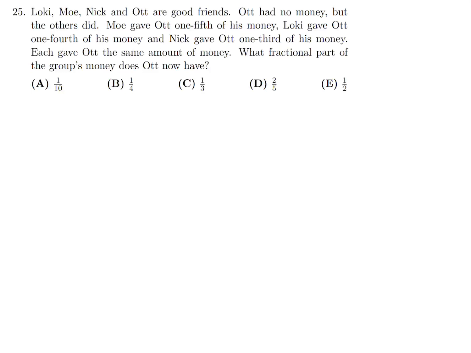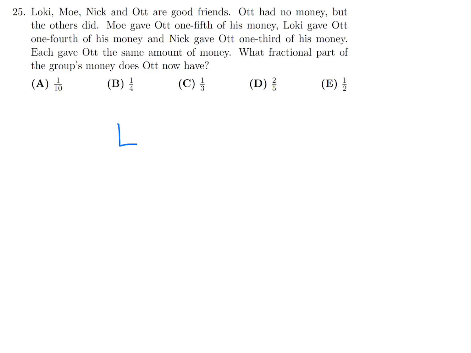Loki, Mo, Nick, and Ott are good friends. Ott had no money, but the others did. Mo gave Ott 1/5 of his money, Loki gave Ott 1/4 of his money, and Nick gave Ott 1/3 of his money. Each gave Ott the same amount of money. What fractional part of the group's money did Ott now have?